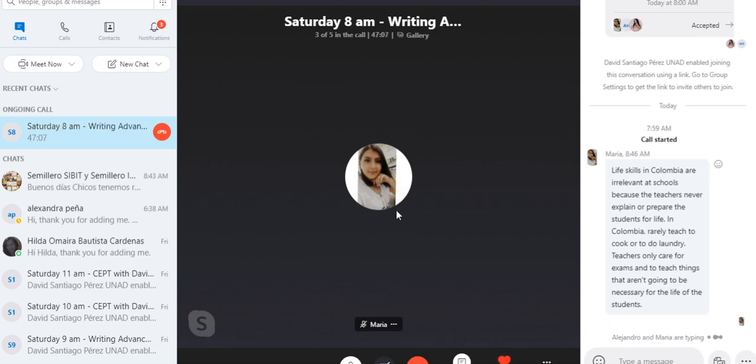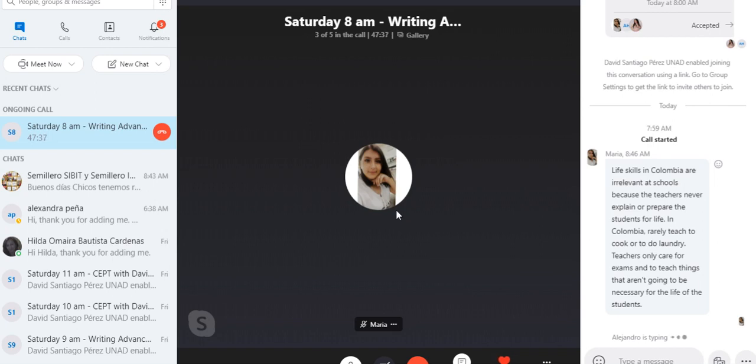Okay, I got the first one, so I'm going to read it for you, Maria. "Life skills in Colombia are irrelevant at schools because the teachers never explain or prepare the students for life." Very good first sentence. All right, now let's continue with the second one. "In Colombia, readily teach to cook or to do laundry."